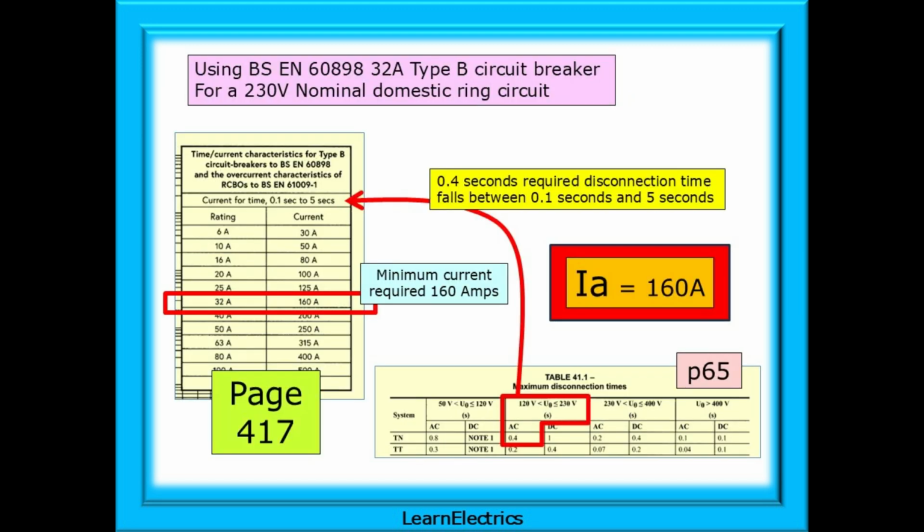Now that we know the time is 0.4 seconds, if we take a 32 amp BS7671 type B breaker, what fault current or Ia must flow in order that it achieves a disconnection time of 0.4 seconds or less? Looking at the table on page 417, we can find 32 amps in the left column and Ia is shown in the right column. A 32 amp type B breaker needs at least 160 amps of fault current to operate in the required time. We say that Ia is 160 amps.